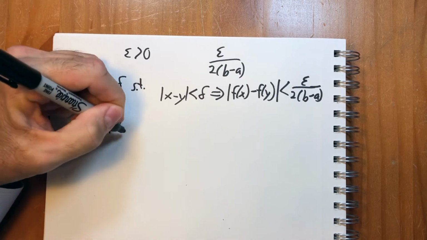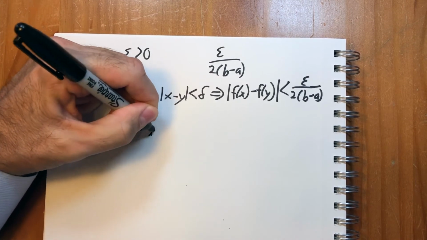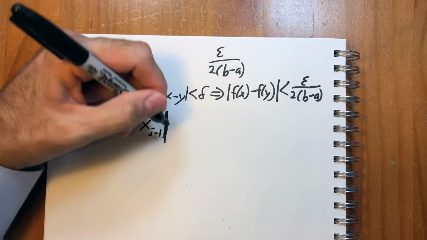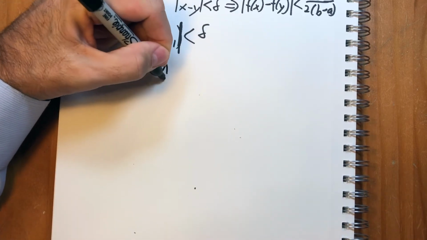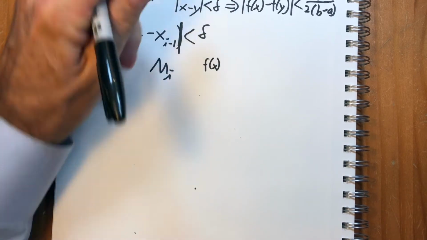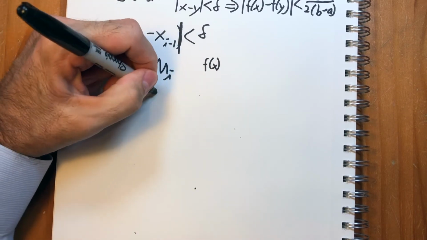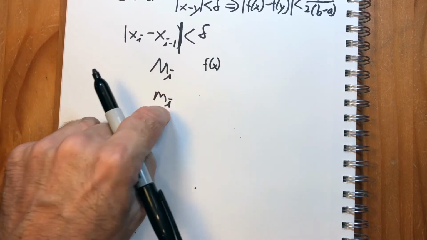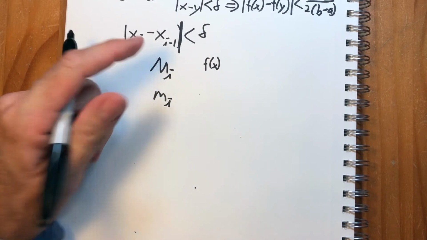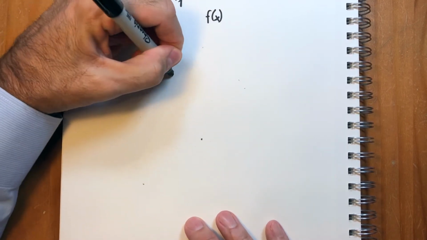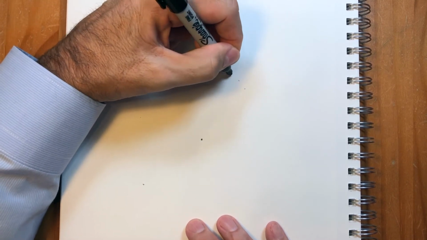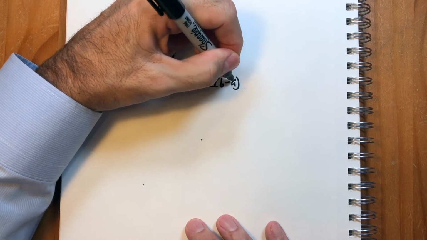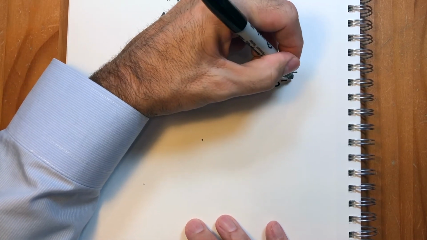So then we just pick a partition such that x sub i minus x sub i minus 1 is less than delta. That is, the slices are smaller than delta. Then, since capital M sub i is the supremum of f of x in the interval, and lowercase m sub i is the infimum of f of x in the interval, we know that M sub i minus m sub i is less than or equal to epsilon divided by 2 times (b minus a), and that, of course, is less than epsilon divided by (b minus a).